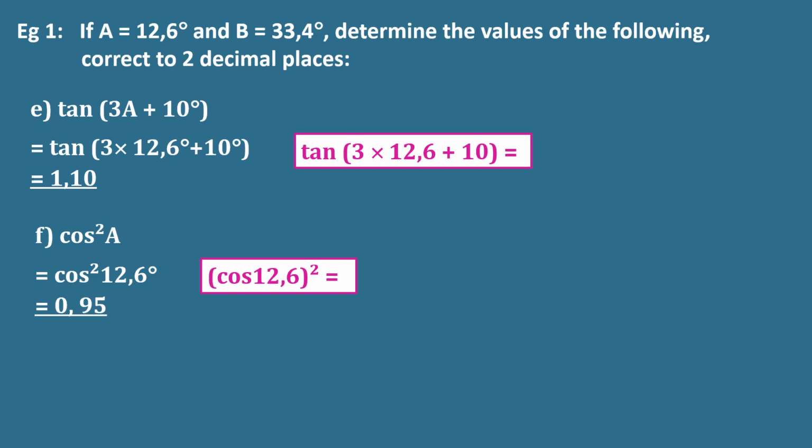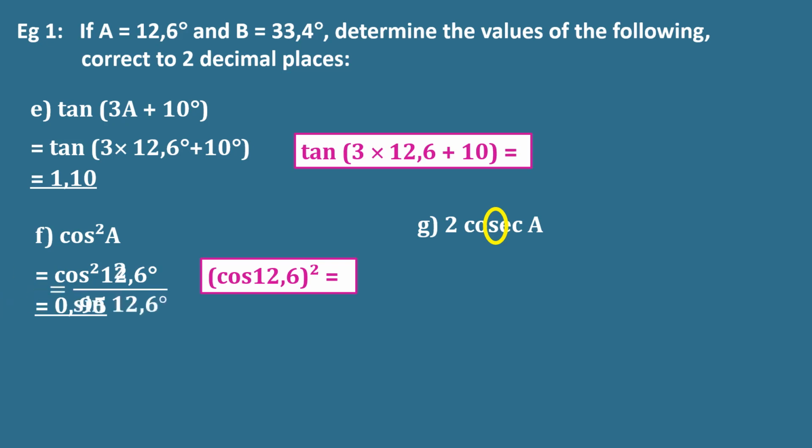So as soon as there is a square involved, work out cos of the angle first and then square your answer. And finally, how would we work with a reciprocal? If we look at question G, it says 2 cosec A. Now on our calculators, we don't have a button for cosec. But remember, if we just look at the third letter, which in this case is an S, we know that cosec is the reciprocal of sine. So instead of writing cosec A, I can write 1 over sine A.